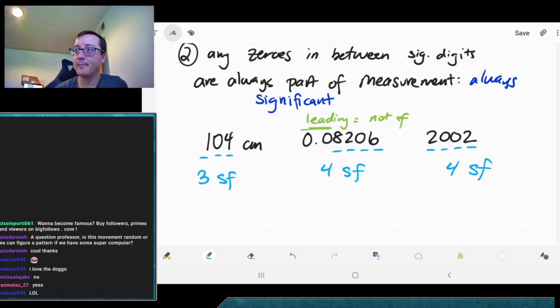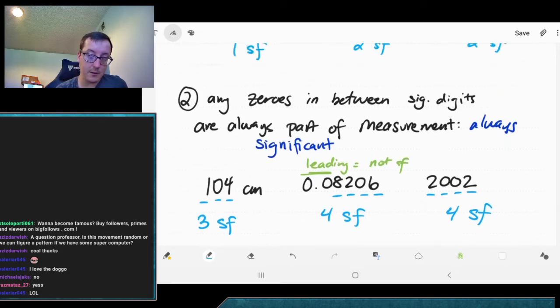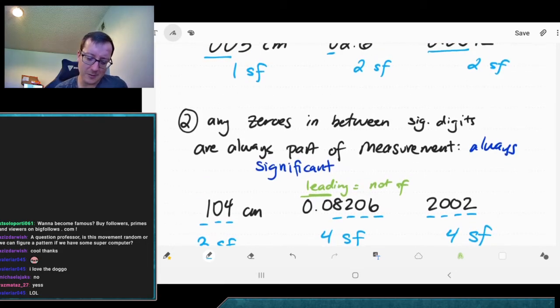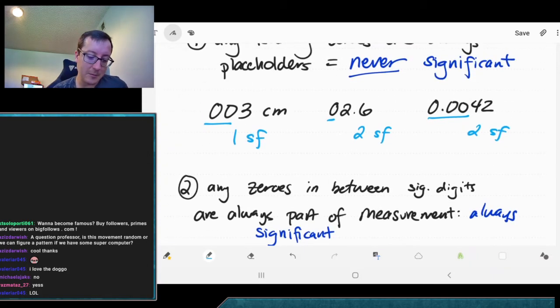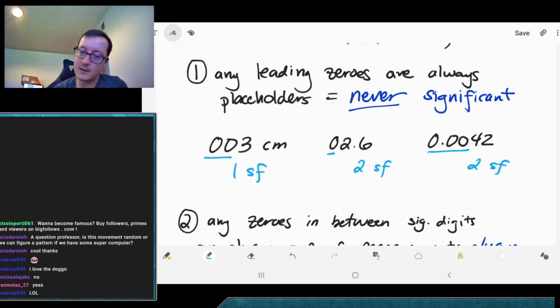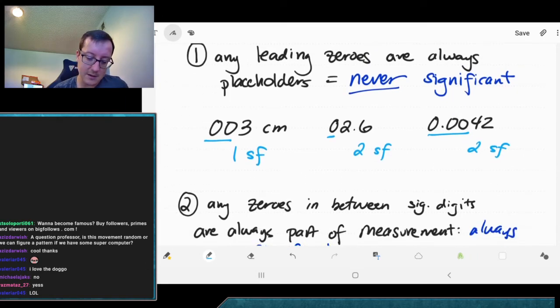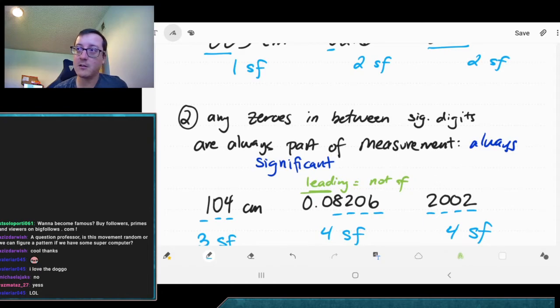All right. So these 2 are the easy rules. Well, the other one's not bad, actually, but the last rule tends to be the one that sparks the confusion. So, zeros in the front, never significant. Zeros in between, always significant.